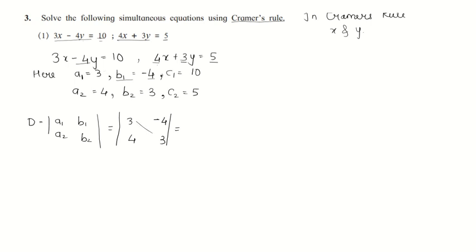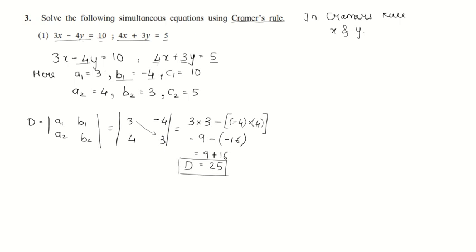is equal to 3 into 3 minus 4 into 4. Okay, minus 4 into 4 is equal to 9 minus this bracket, 4 into 4 is 16, and minus into plus is minus 16. So 9 plus 16 is equal to 25. That means we got value of D is equal to 25.